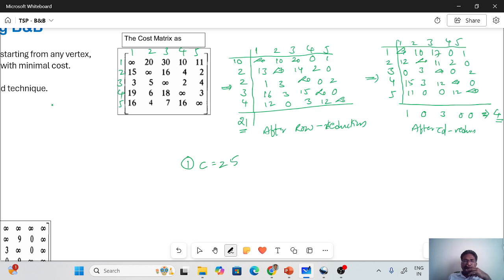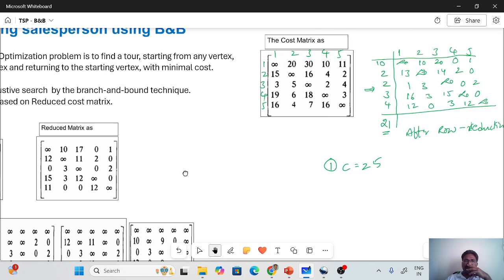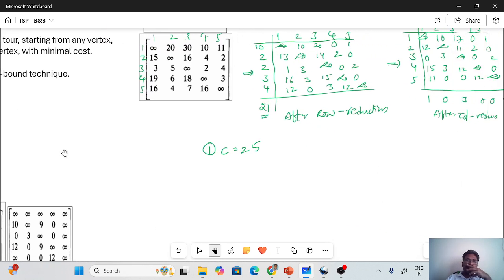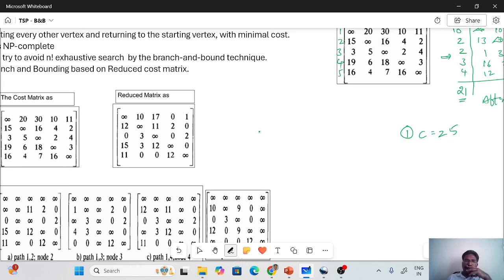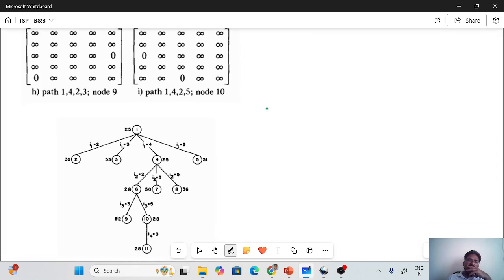From that, we are going to choose all other possibilities. This is our cost matrix. Check it once. So what are we getting? This is our reduced cost matrix. What is the cost? Here we are getting 24. So we are going to assign it to our node. What is that node cost? 25. Now we are going to check.